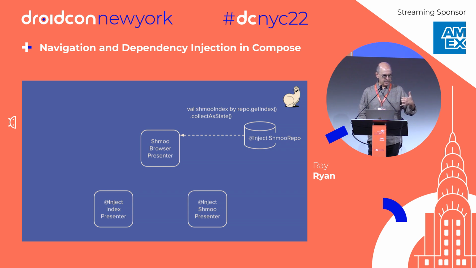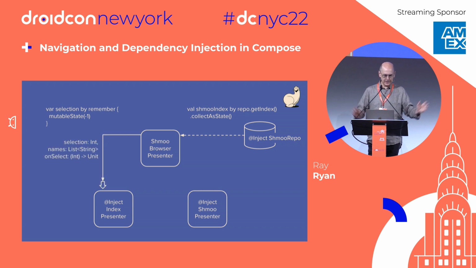So we make our first call to the present function on this thing. It fetches another flow from the repo because it collects state on it. It's also going to maintain its selection in the usual remember mutable state thing. Starts off as -1, there's no selection yet. Because its own present function calls the present function on its child, the index presenter, it provides the selection, a list of names derived from that index, and a select function to call back when the selection changes.